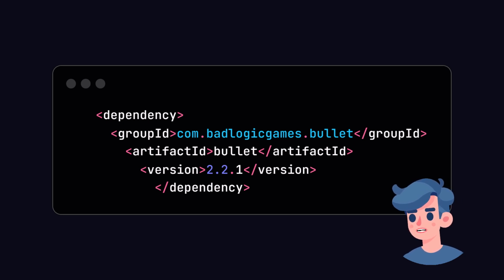If you're using Maven, you can easily add it by including the following dependency in your pom.xml. If you're not using Maven, you can download JBullet directly from the GitHub repository and add it to your project's build path. Once that's done, let's start coding.